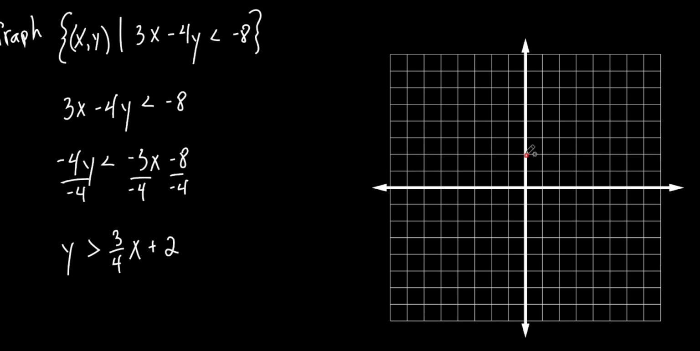Y-intercept is 2. Slope is 3/4. So I'm going to rise 3, 1, 2, 3, run 4, 1, 2, 3, 4. And I could do another one. 1, 2, 3, 1, 2, 3, 4. All right, that's good enough. Let's do one more. 3, 4. Goes all the way to here.